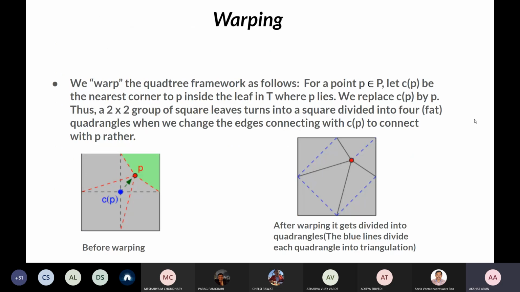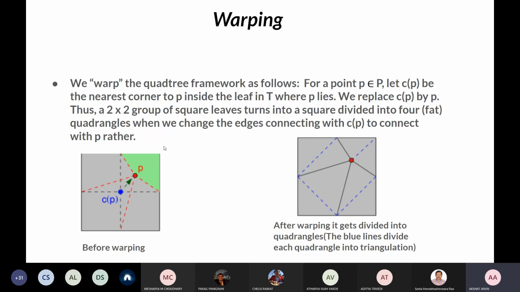So now we see what warping is. We warp the quadtree framework as follows. For a point P belonging to the point set capital P, let C of P be the nearest corner to P inside the leaf in T where P lies. Here in the first image, we can see that P lies in the top left square leaf. Then C of P will be the nearest corner, this blue dot, to P. We replace C of P by P.